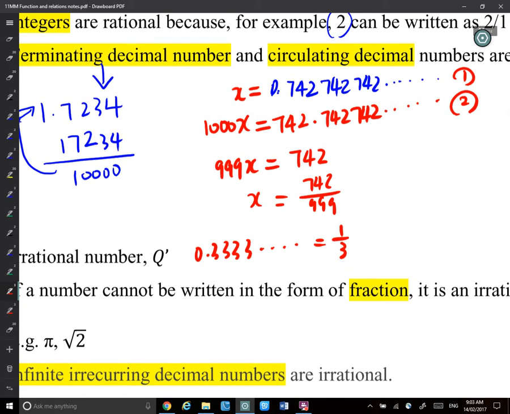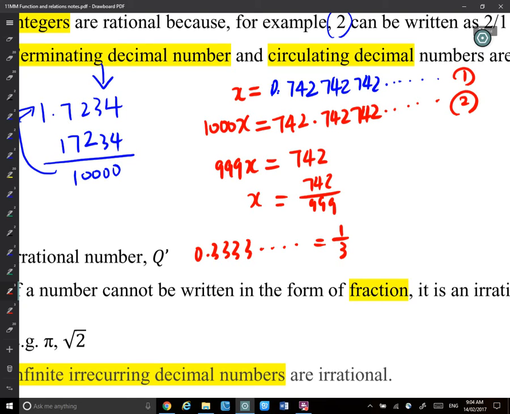So we use, okay, because it's 3 decimal places circulating, so 742 is 3 numbers circulating. So I will times this x by 1000. If it's 2 numbers circulating, for example, 0.23232323, I will times that by 100, and it becomes 23.232323. If it's 4 numbers circulating, 123, 123, 123, I'll times this by 10,000, and it becomes 1234.1234. So how many numbers is it circulating?